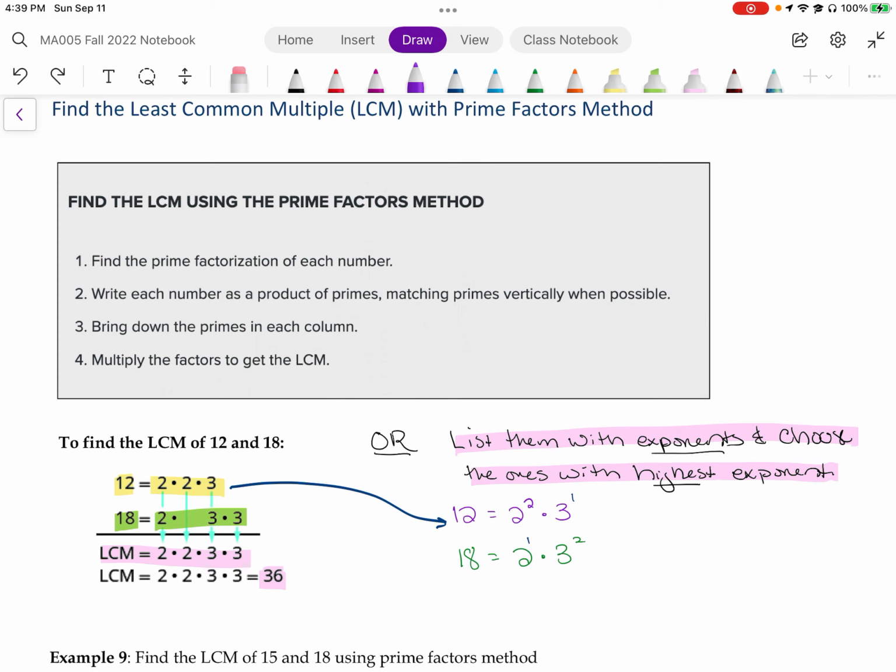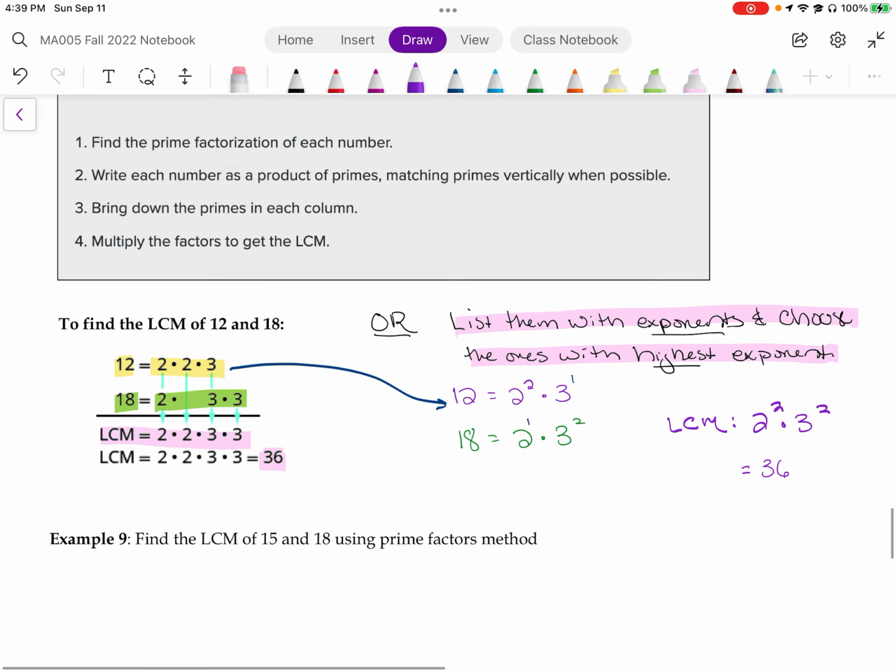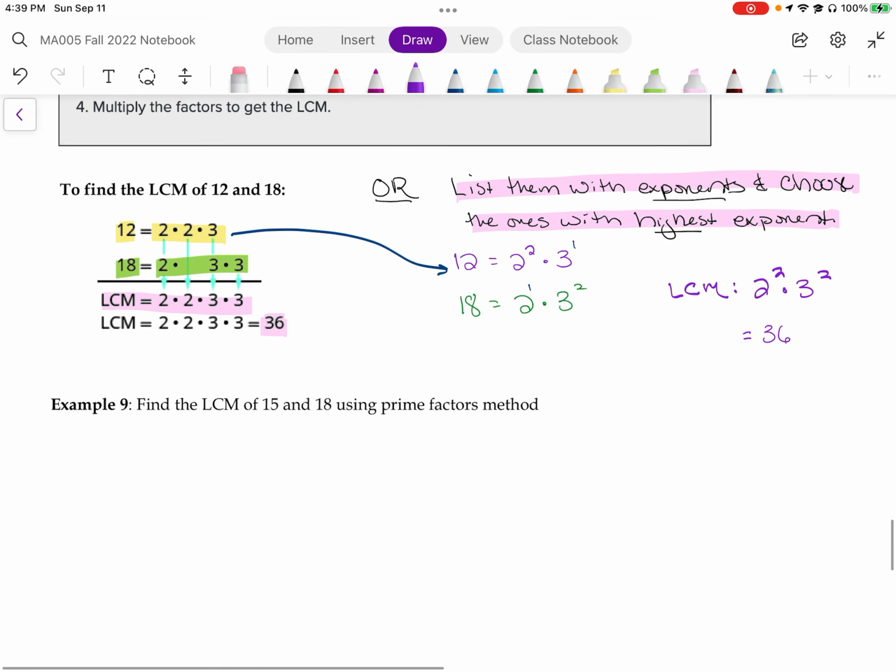All right, so LCM is going to be 2 to the 2. Now let's look at this one. Which one has the highest exponent? That is 3 to the 2. Okay, so times 3 to the 2. So 2 to the 2 times 3 to the 2 is 36, and that's the least common multiple. So either way you want to do it, lining them up and drawing arrows down, I prefer the exponent method. It's just, I don't know, a little tidier, but whichever one you prefer. I'm going to show both.